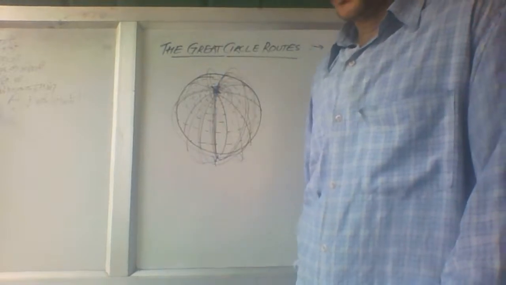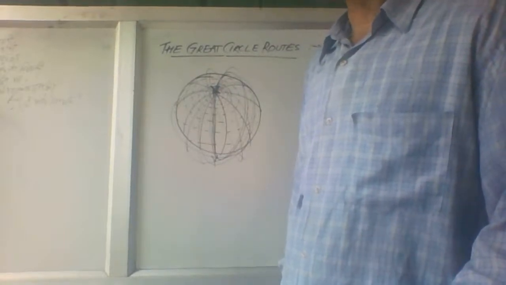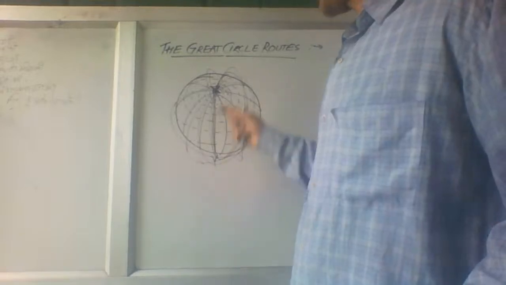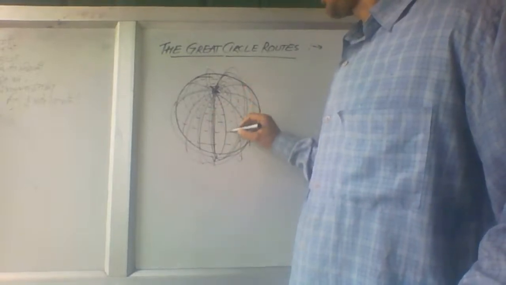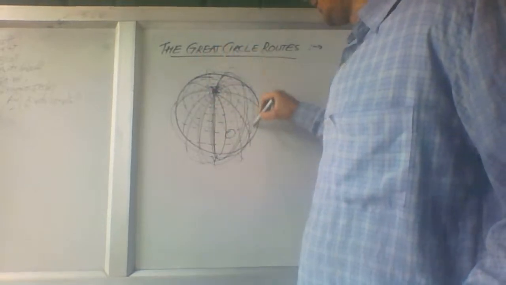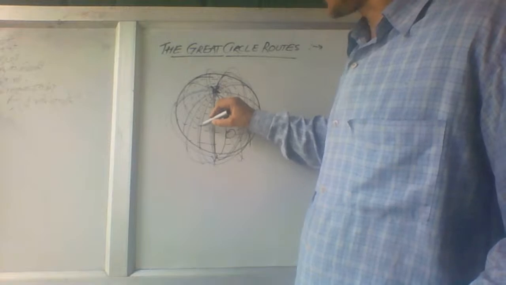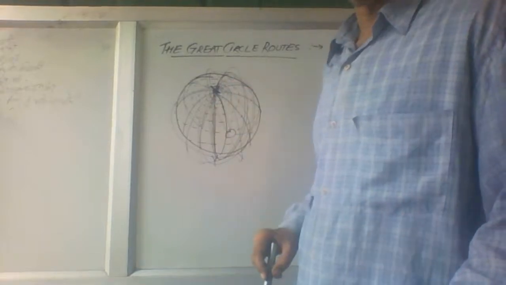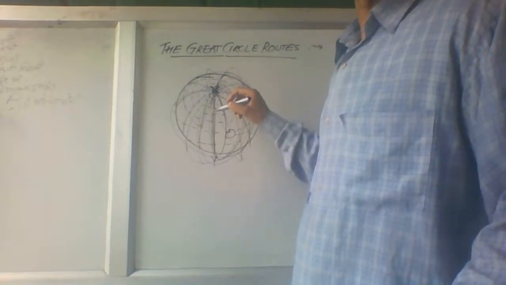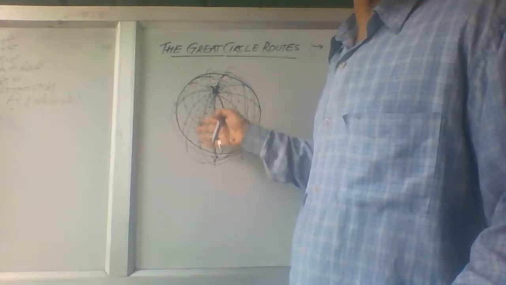Why is it so? We know that if we want to go to Australia from here, what will you do? Will you go like this and come here from here? Or rather than doing this, you will use these lines here and come up here. So by using these longitudinal lines, we can easily reach our destination. It will save our fuel, it will save our time.